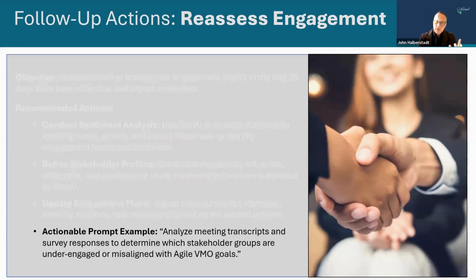Actionable prompt example, just one, and we'll, again, like we did with the last one, we'll share this out for everyone so you'll have the prompts available. But this prompt that you can use: analyze meeting transcripts and survey responses to determine which stakeholder groups are underengaged or misaligned with the Agile VMO goals.